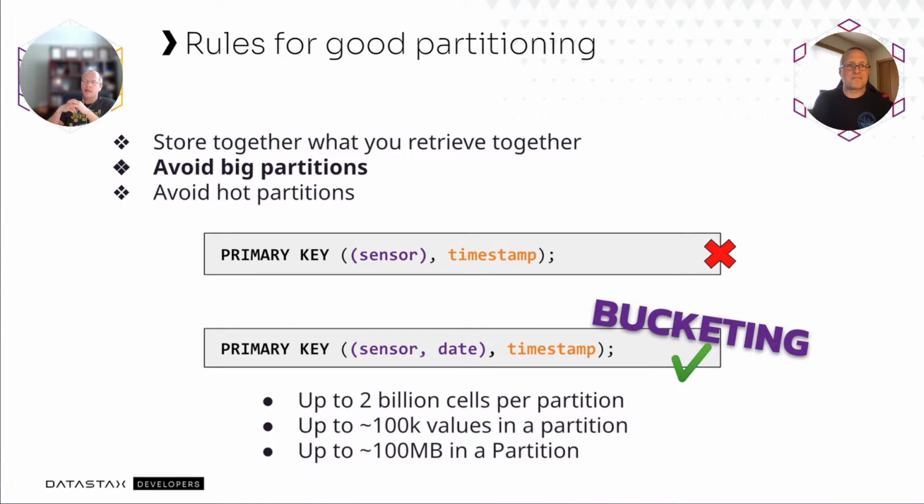And maybe one day is fine, depending on how often you take the measurements. If the sensor only takes one measurement per day, then it does not make sense to split it by date. You may split it by year, for example. So instead of date, you will introduce year, and so on. So this is the second rule. We don't want to have big partitions.